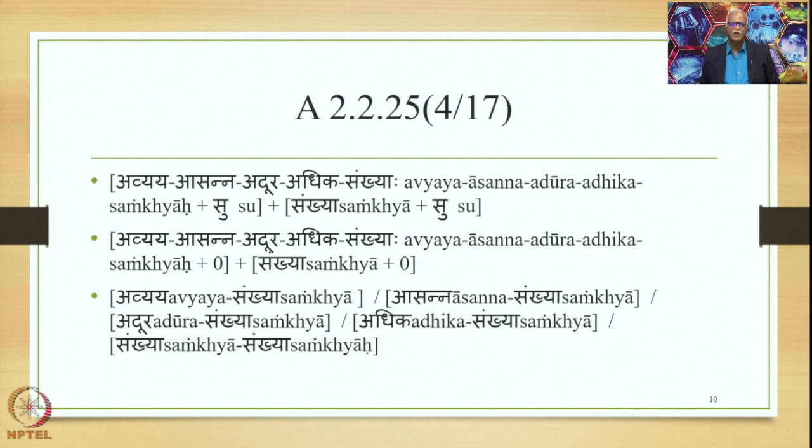So, the meaning of this sutra can be stated in terms of the following equations. If you have avyaya as well as asanna, as well as adura, and also adhika, and also sankhya, as the pratipadika of the purvapada, followed by the supratyaya, plus sankhya, which means sankhyaya, followed by su, in this case, the supratyaya gets deleted, and then we have output, namely avyaya sankhya, asanna sankhya, adura sankhya, adhika sankhya, and also sankhya. This is the output generated by this particular sutra.